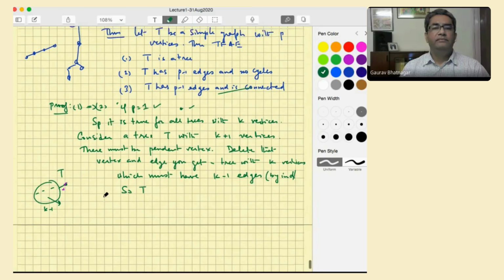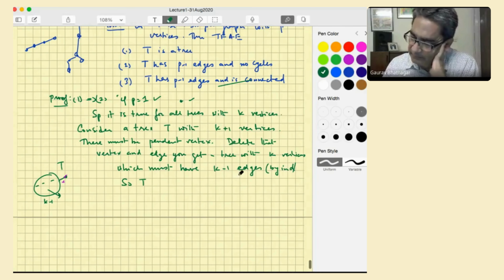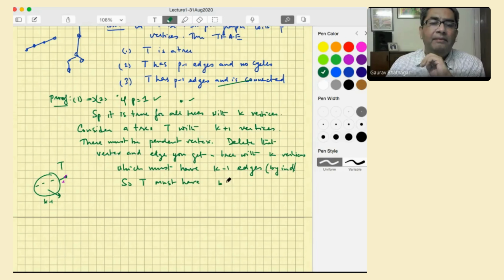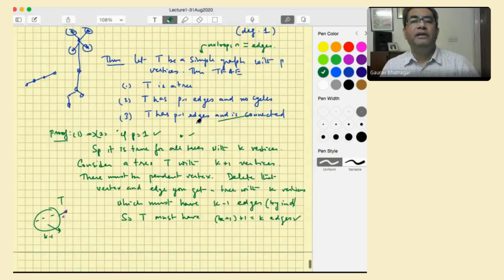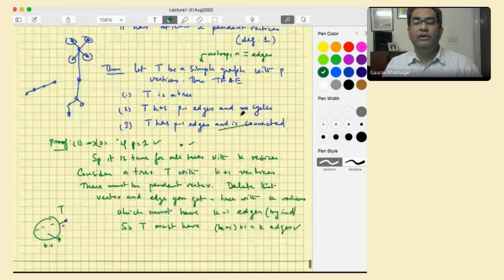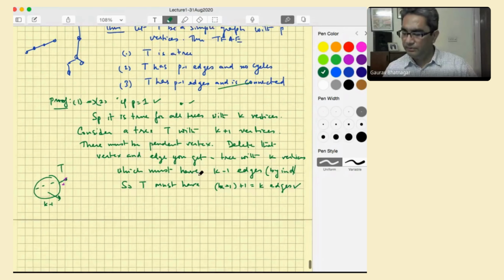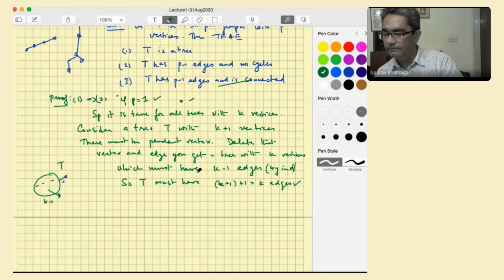Okay. So T must have k minus 1 plus 1, or k edges. Remember, a tree is a connected graph with no cycles. So this no cycles business is already there. All we needed to prove was the p minus 1 edges. So is this proof clear? Is this proof fine?